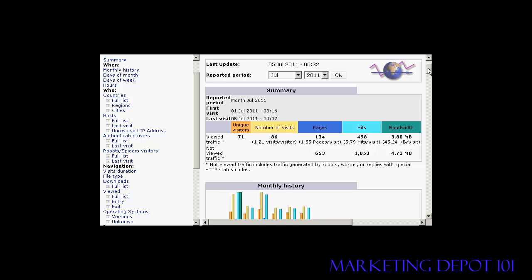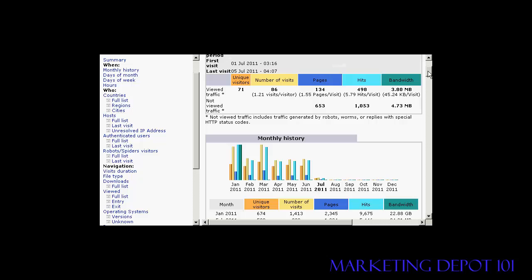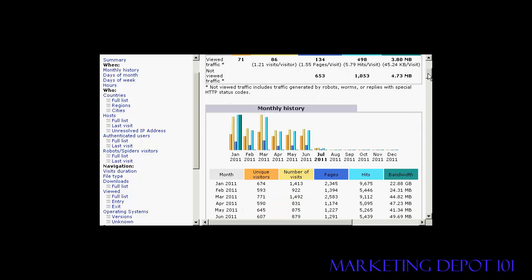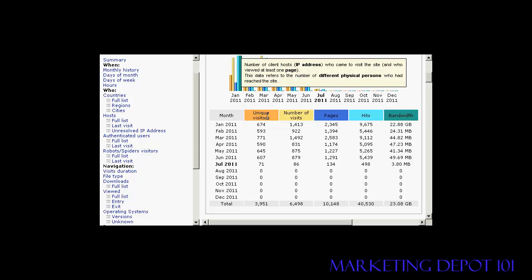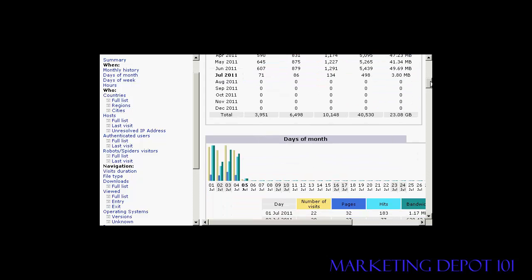And if I scroll down a bit, you can see there's a lot of interesting information you can find out about your website. For example, you've got the monthly history here. It tells you the number of unique visitors by IP address, the number of visits, number of pages that were viewed, the number of hits, and this includes the number of website spiders that came to your site, and the amount of bandwidth that was used.